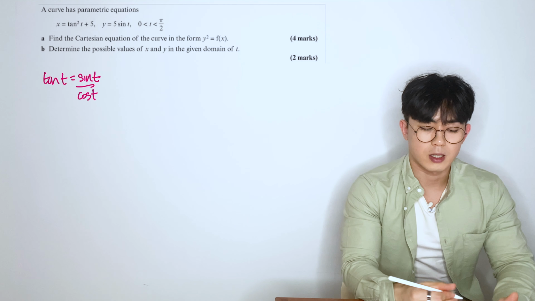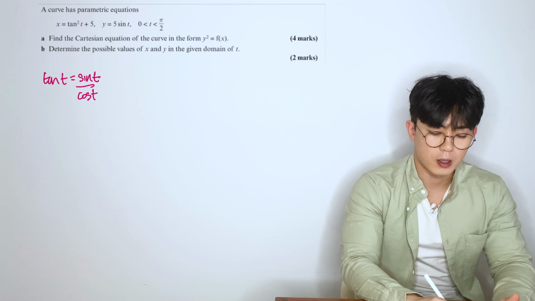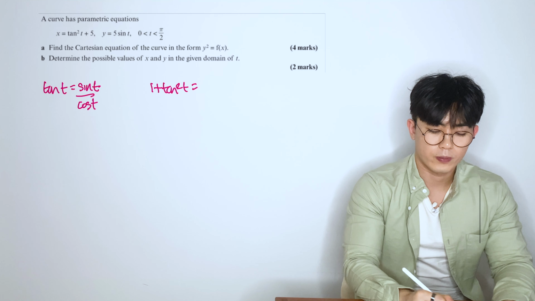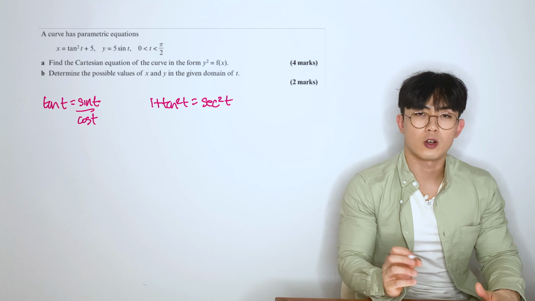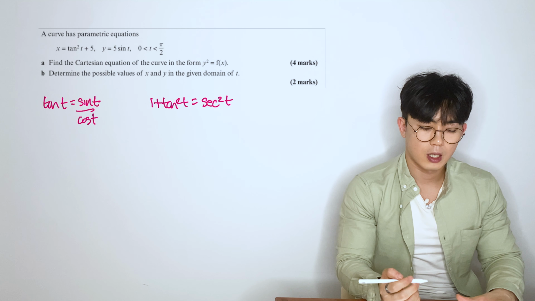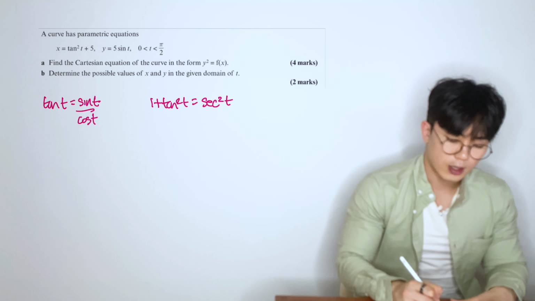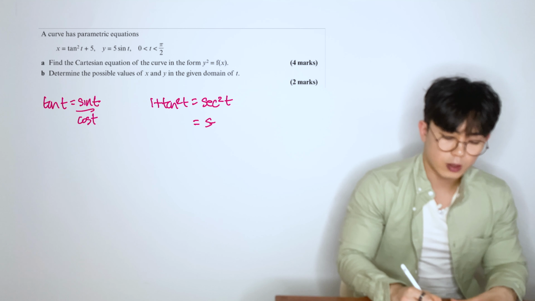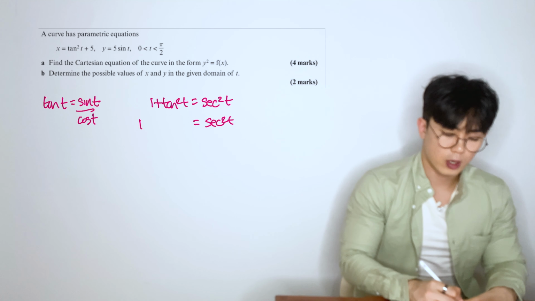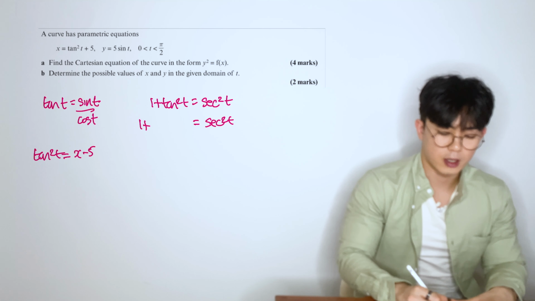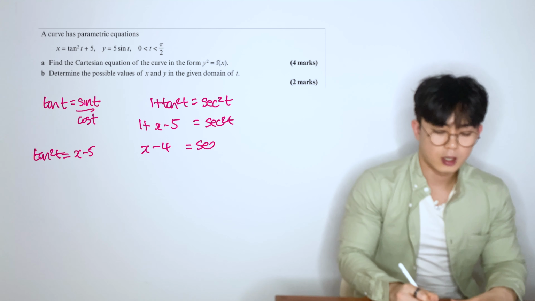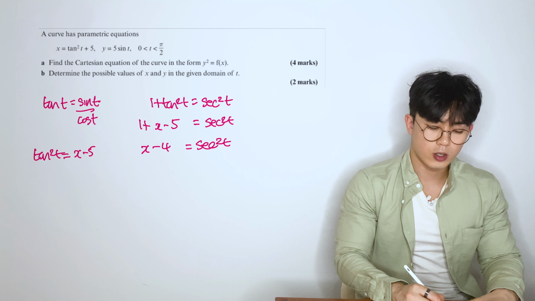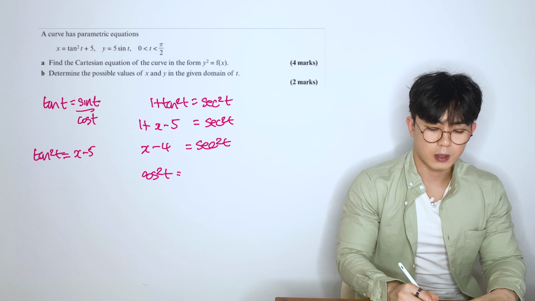But it's also tan squared, right? So an identity that involves tan squared would be 1 plus tan squared t is sec squared t. So we can use this one here, right? Because sec squared is 1 over cos squared, and cos and sine, we can relate them together. So looking at here, sec squared t is 1 plus tan squared t, and tan squared t is equal to x minus 5. So it's going to be 1 plus x minus 5, which will give us x minus 4, which is sec squared t. So sec is 1 over cos, right?